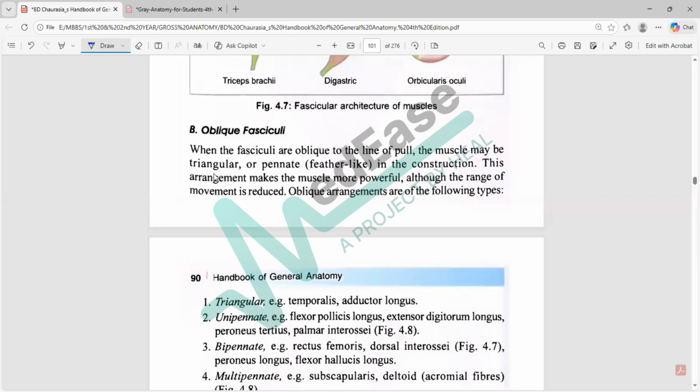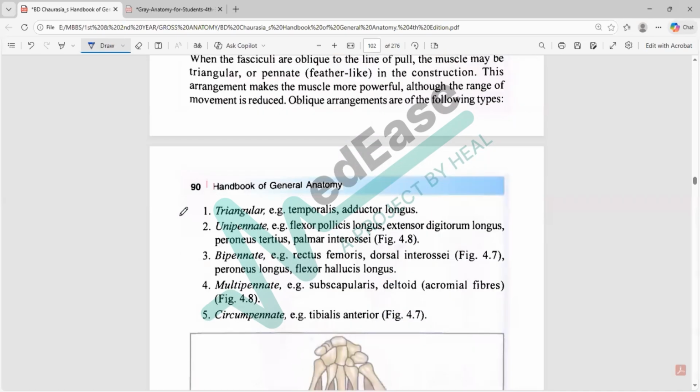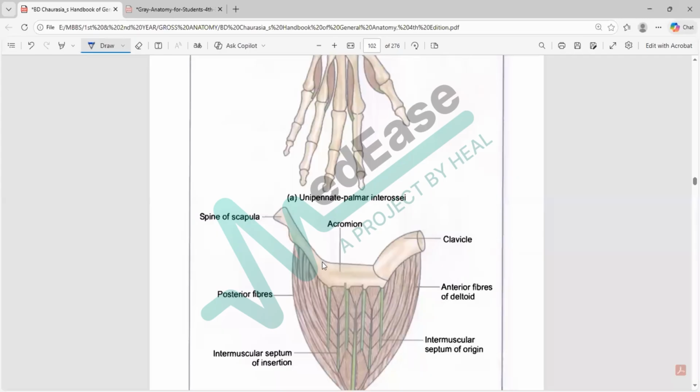When we talk about the oblique fascicles, we have divided them into the triangular, unipennate, bipennate, multipennate, and circumpennate. Triangular will be containing the temporalis muscle. Unipennate will be containing only one side of the fan. Let me show you guys what the unipennate is.